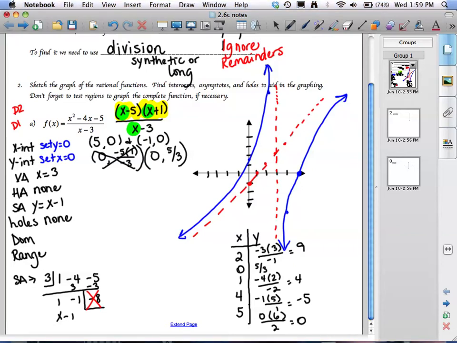Now we go back and answer domain and range. There's one value that's not allowed in the domain. Where's the one x value where the graph doesn't exist? 3. What about the range? Anything. All real numbers. If you look at it, it goes straight up forever and it goes straight down forever. So there's no empty spots.